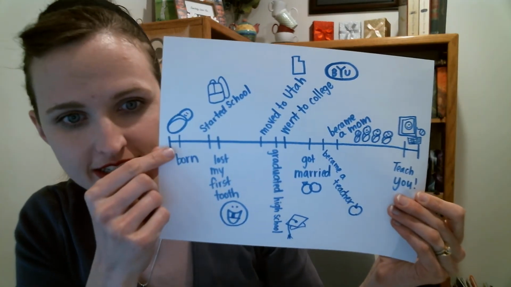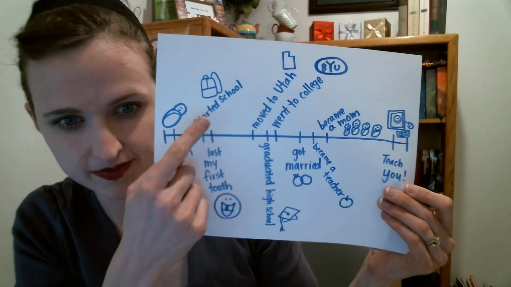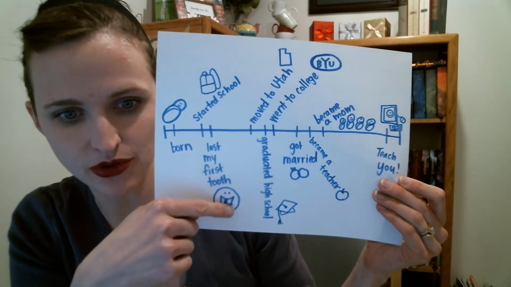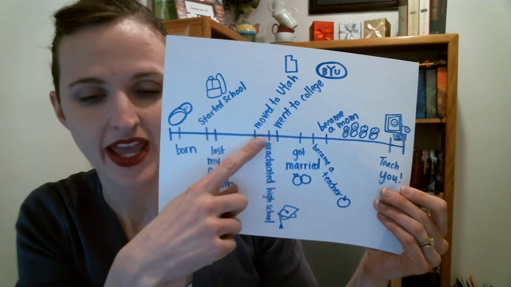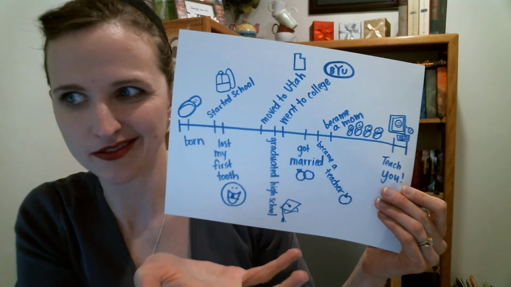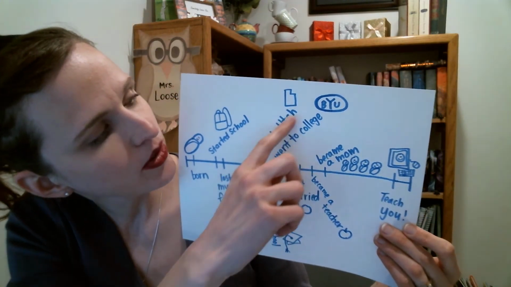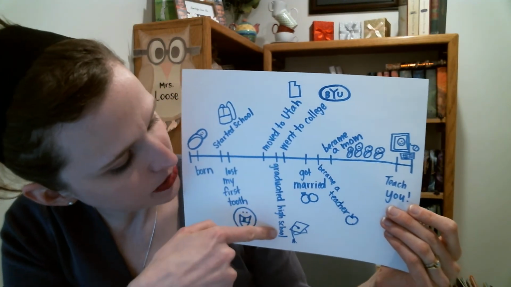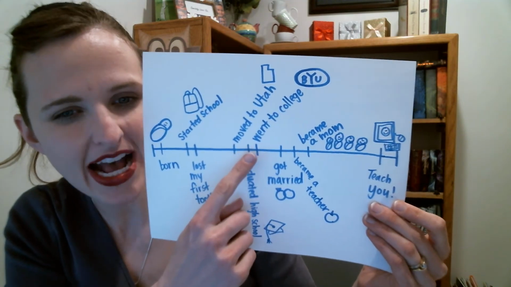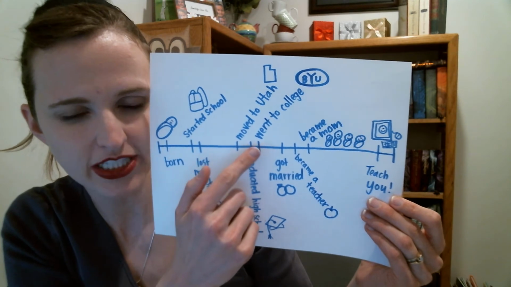I was born. Then when I was 6, I started school. And then I lost my first tooth. So there's me with my tooth lost. Then I moved to Utah. See how there's like this big long gap? Not a lot of exciting stuff happened, but I just kept going to school. Then I moved to Utah. Then I graduated high school. And look, right after I graduated high school, I went to college. So that's why those lines are so close together.